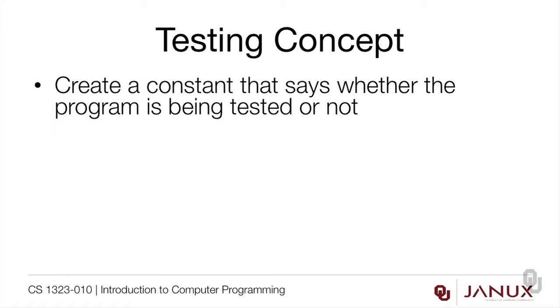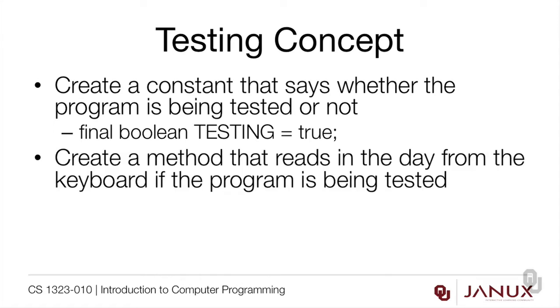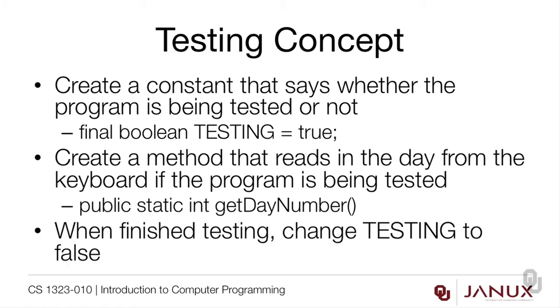We create a constant that says whether the program's being tested or not. So this would be a final Boolean. It would set testing, for example, now for true, because we're going to test the program first. Then we create a method that reads in the day from the keyboard if the program is being tested. So we'll call that something like public static int getDayNumber. And when we're finished testing, we set testing to false, and then we check to make sure it's working for today. So there's the strategy. It's not perfect, but it is how professionals solve this problem.